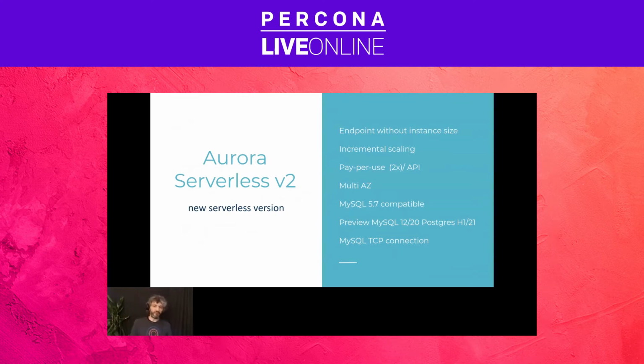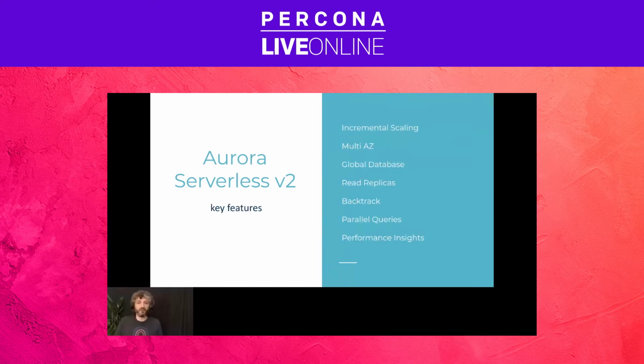You're going to pay per use. Unfortunately, you're going to pay more than V1, about twice, with some caveats. It's multi-AZ by design. At least in the preview, it's 5.7 compatible. What it's going to be when it's GA, we don't know. It's already in preview for MySQL. You can access the preview. It should be in preview in the first half of 2021, according to the press release for Postgres, so pretty soon. And again, you can connect using your TCP connection, so whatever you're doing with your application, you should be able to do it.